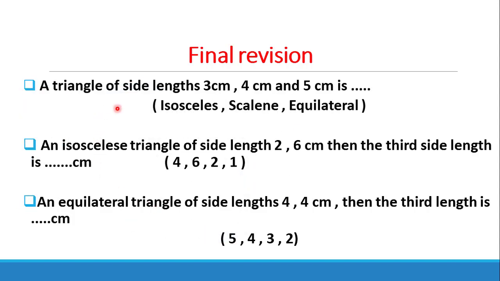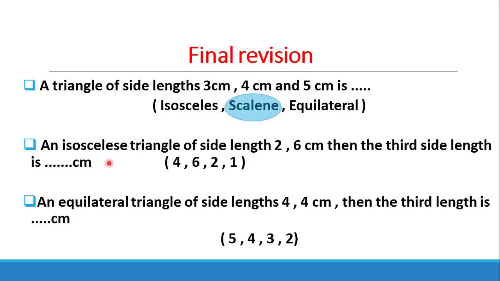A triangle of side lengths 3 centimeters, 4 centimeters, and 5 centimeters is isosceles, scalene, or equilateral? Here we have the three sides. The three sides' lengths are different. So this triangle is a scalene triangle.